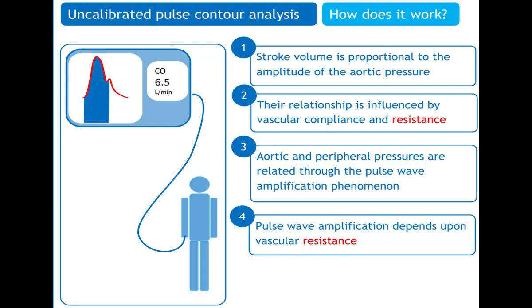So since the vessels become narrow, the flow velocities become much higher. So hence there is a magnification of the pressures as we go peripherally. The mean pressure remains the same, but the systolic pressure tends to go much higher as compared to the aortic pressure. And this pulse wave amplification depends upon the vascular resistance.